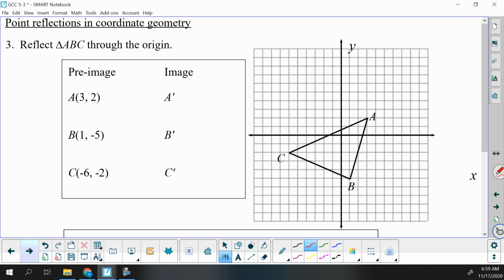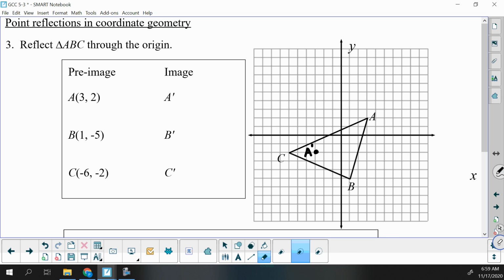So they give us our pre-image. We've already got that triangle plotted, and we're going to reflect through the origin. All you do is count how you need to move to get to the origin and repeat it. I'm going to start at A. From A, you go down 2 and left 3 to get to the origin. We're just going to go down 2 and left 3 again, and that'll give us where A prime is.